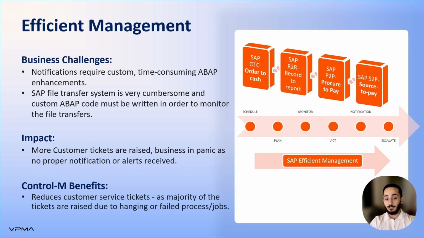Beyond control, communication also becomes critical. Another major challenge is notifications and knowing when systems fail and who needs to act on it. Without proper alerts, issues go unnoticed, and tickets can pile up. Control-M provides real-time alerts and automated notifications to keep your team aligned. So when you combine visibility, control, and notifications, you get true end-to-end SAP orchestration.